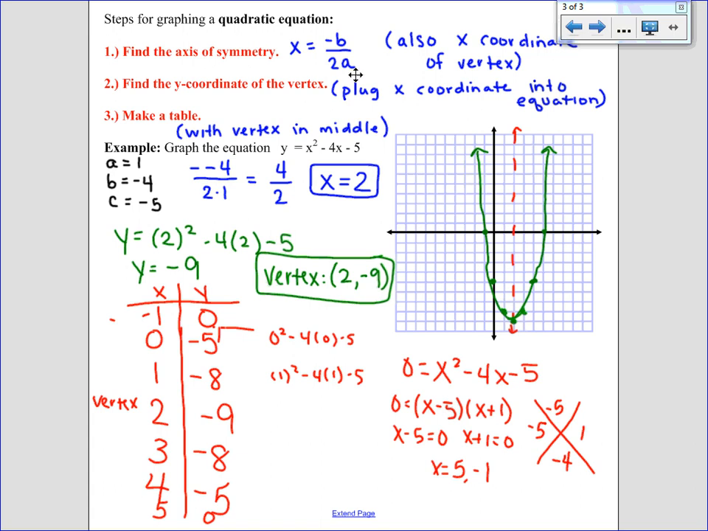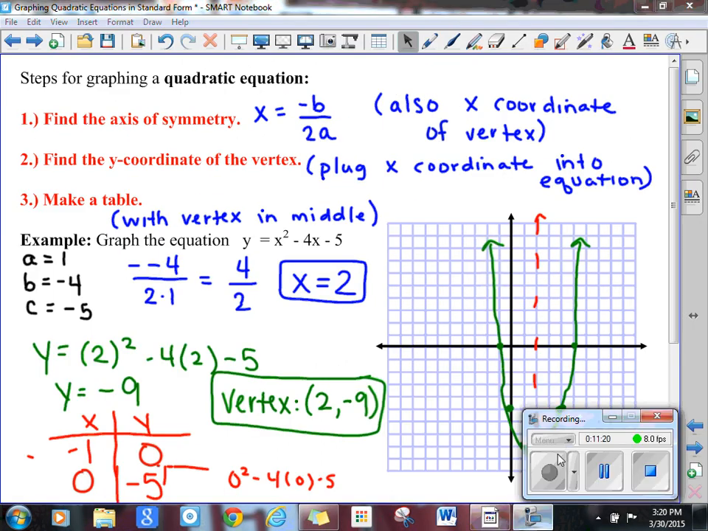All right, so there's a lot going on here. We're going to need to do a lot of practice with this. If you have any questions, just see your teacher. Otherwise, you are ready to start your practice on graphing using standard form.